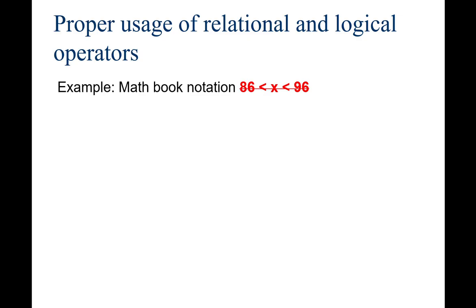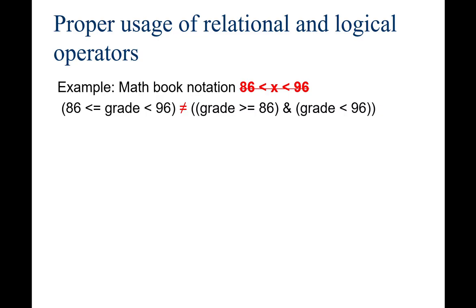Now I want to talk a little bit about math book notation. Many of you have probably seen something like this in red where it says 86 less than x less than 96. We all know what that means. It means that x is somewhere between 86 and 96, right? Well, we can't follow that same logic in Matlab because it could fail. Sometimes it works, sometimes it does not work. Let's look at an example here. So what we're saying is that if we applied the same logic to the last example of 86 less than or equal to grade less than or equal to 96, it's not the same as doing it what's on the right, which is the proper way.